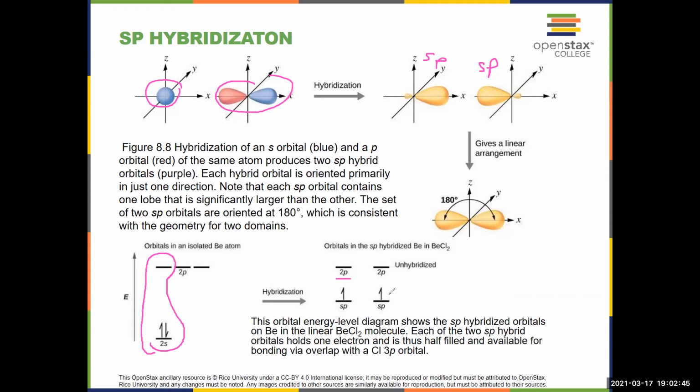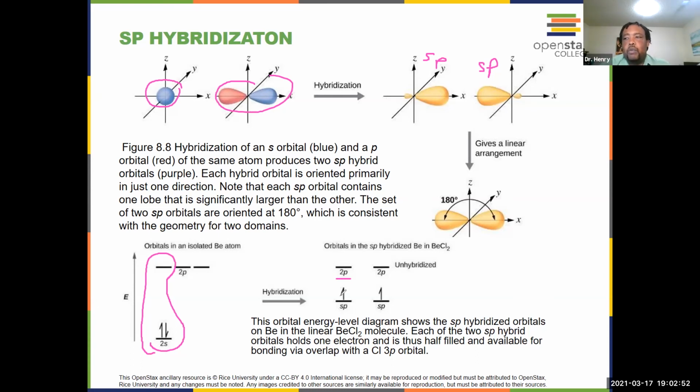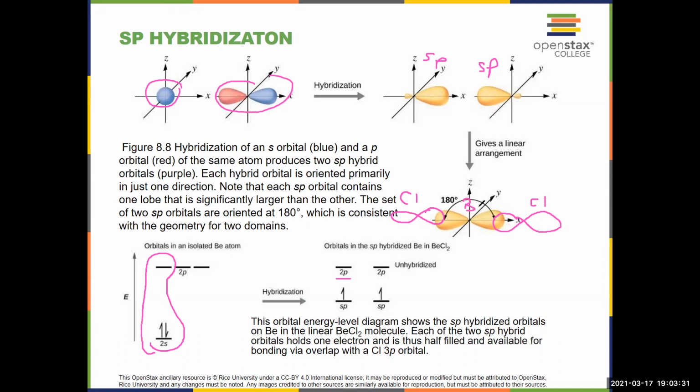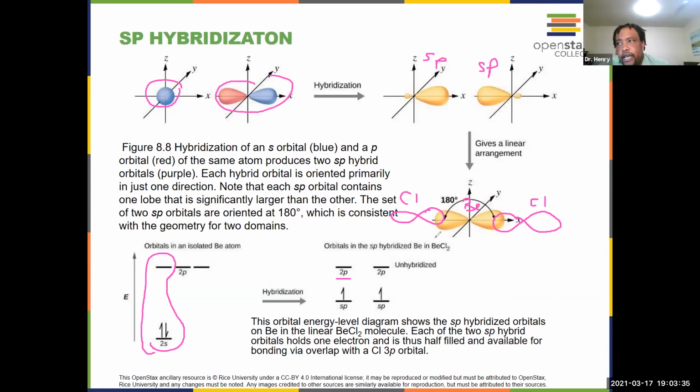Okay. So now this guy is capable of bonding with the chlorines in this case. Chlorines would be in our 3p. So that 3p would overlap with this. This would be the 3p of chlorine overlapping with both of these sp hybrids. And what type of bond is this again, between the chlorine and the beryllium? Is it a sigma bond? That's right. This guy would be a sigma bond.